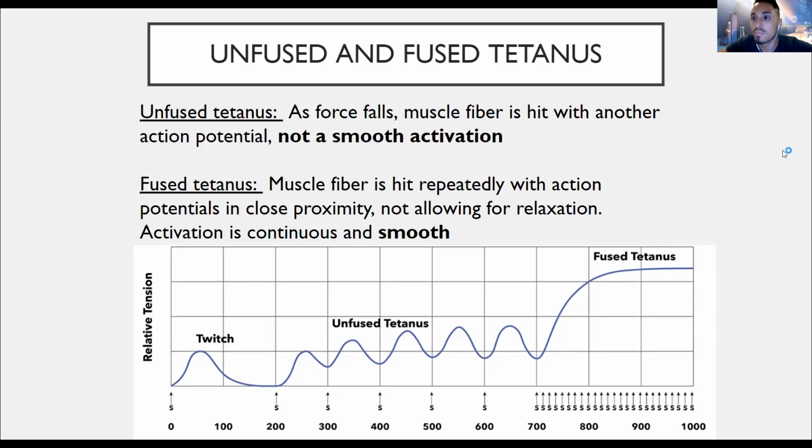So it increases activation, but it's not a smooth activation, versus the fused tetanus, which is a smooth activation. It's where the muscle fiber is hit repeatedly, very quickly, with action potentials in close proximity, which doesn't allow for any relaxation. So the tension you can see here on the graph continues and stays at this high level. And that's because the S's, as you can see, are in very close proximity with one another.